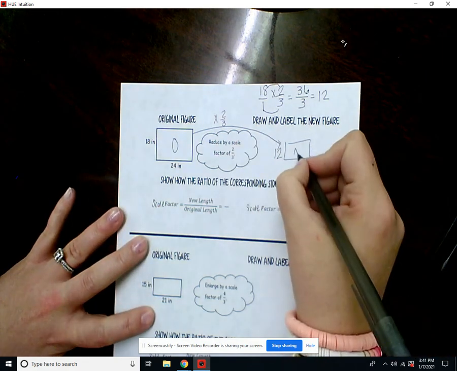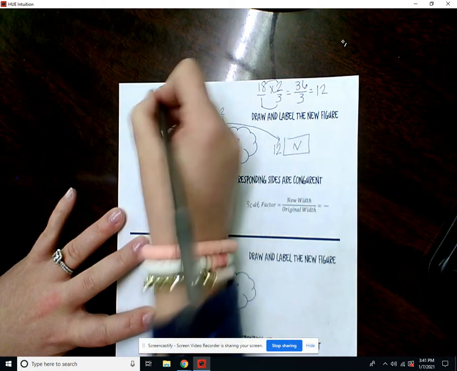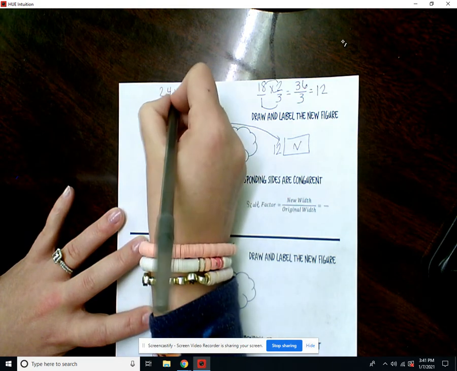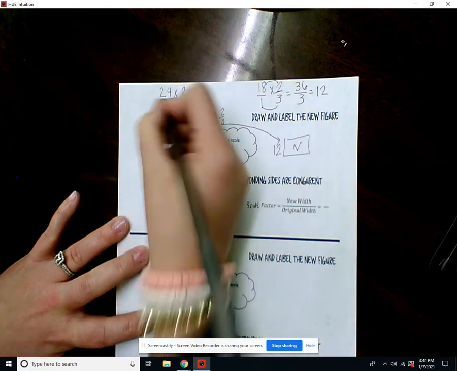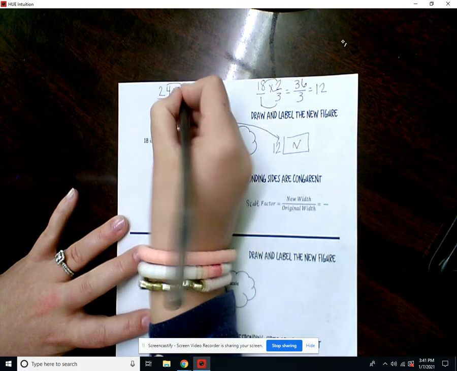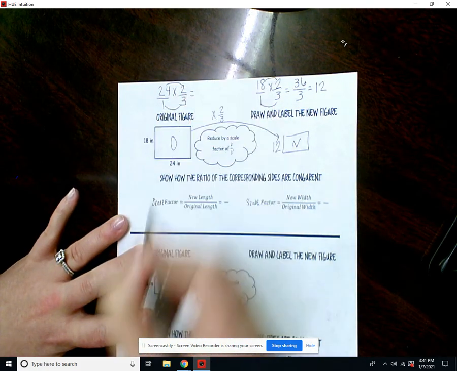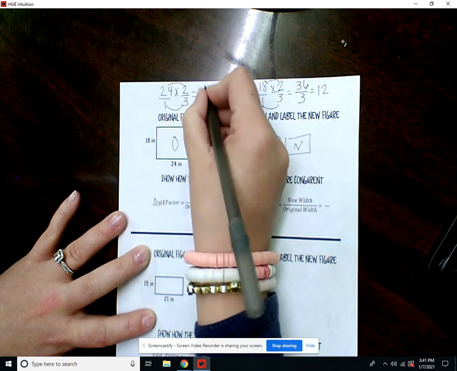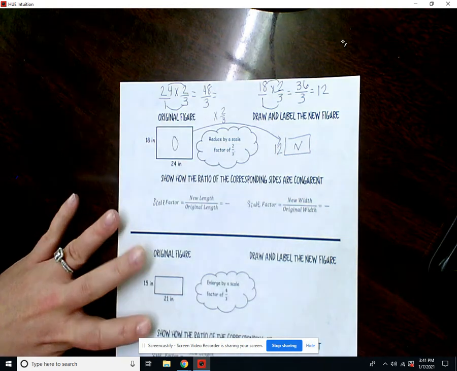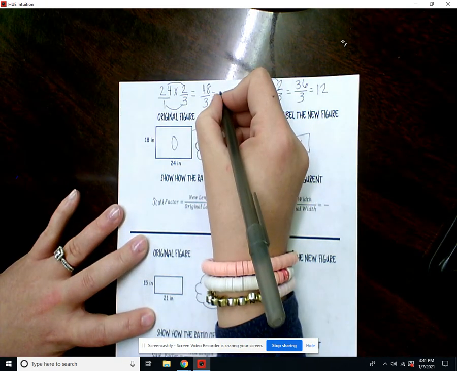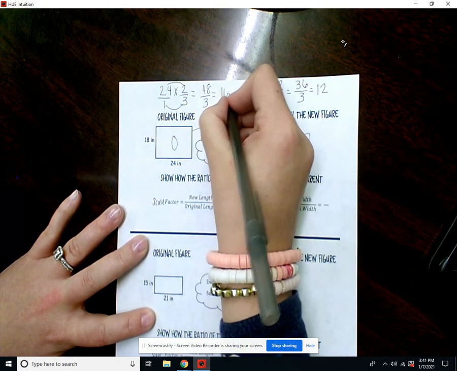Okay, put that in. And then we're going to do the same thing with 24. 24 times 2/3. So we're going to put a 1 underneath and then multiply. 24 times 2 is 48. 1 times 3 is 3. And then 48 over 3 is 16.